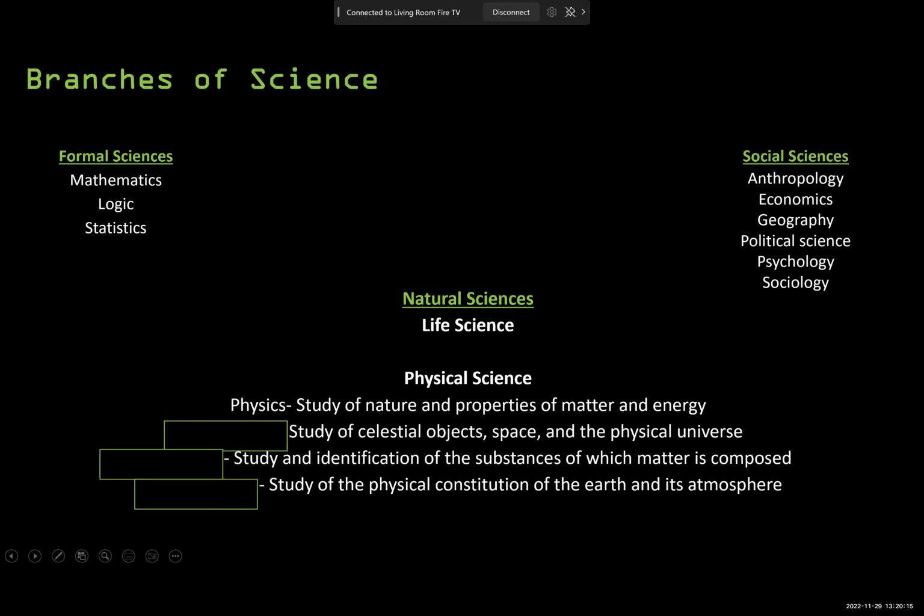All right, what's the next one, Liam? Study of celestial objects, space and physical universe. Astronomy. All right, Caitlin. Study and identification of substances of which matter is composed. Do we know? Can always say pass. All right, it's going to be chemistry. And the study of physical constitution of the earth and its atmosphere is Parker. Do we know? Or pass?